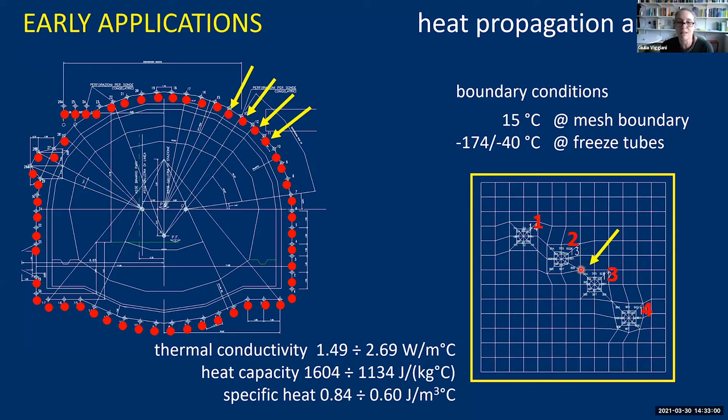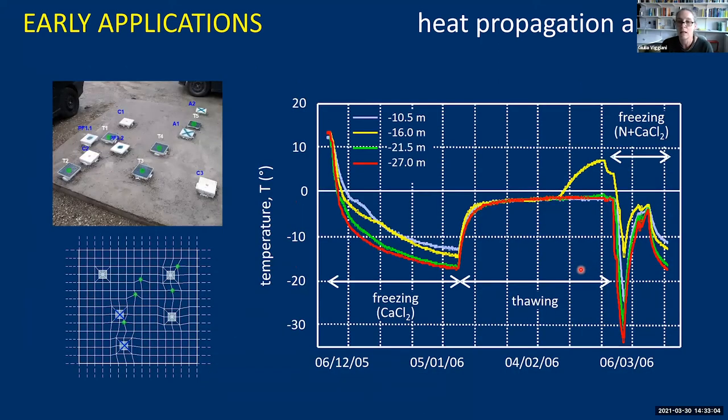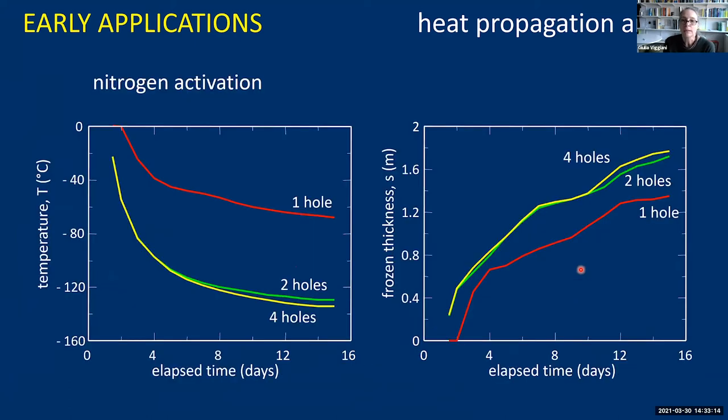There is no point in me reading, but I wanted to underline that they were obtained using the back analysis of the observations from a field trial of artificial ground freezing with vertical freeze tubes and secondary tubes for temperature measurement. Now, what are the results? So this plot showed the results of the finite element analysis for nitrogen activation. So here we are freezing the ground with nitrogen, using just one freeze hole, two freeze holes, and four freezing holes.